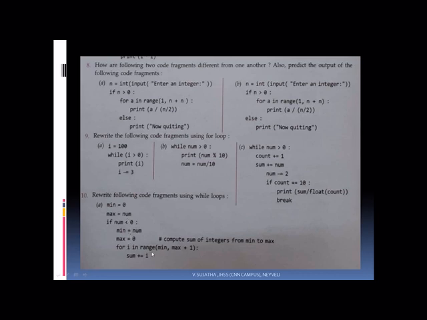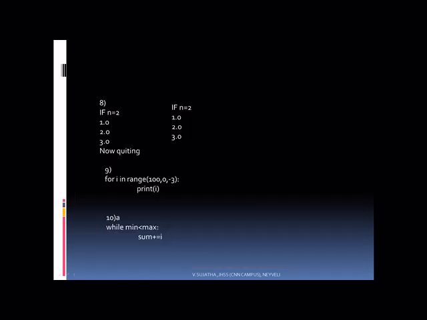Now, for I in the range of min, comma, max plus 1, sum plus equal to I. So, what is the minimum value? Min. Lower limit is min. What is the upper limit? Max plus 1 means max. What is the increment value? 1. What action should it perform? Sum equal to sum plus I. See here. That part alone you have to change, while min less than max.